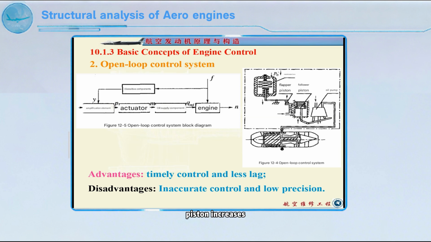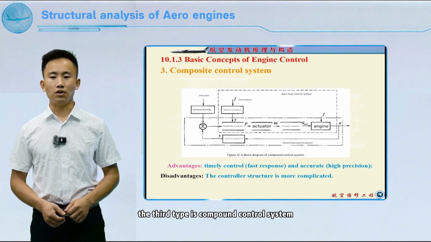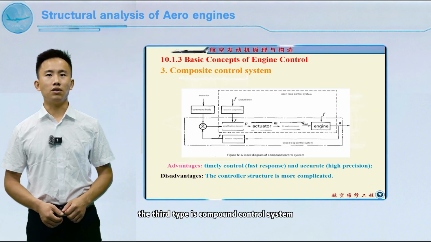piston increases, so that the follower piston moves up and drives the swash plate angle of the plunger pump to become smaller, and the oil supply decreases to adapt to the decrease in air mass flow, thereby keeping the speed unchanged. This control system has timely control and small lag, but because it cannot sense all the interference, the control is not very accurate. The third type is compound control system.